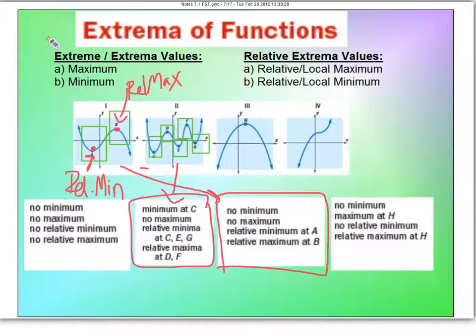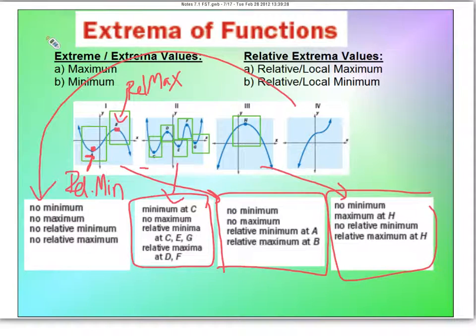Okay, continuing on, let's look at graph number 3. Now as a whole, this graph does have a maximum, it's at h. As a whole, it does not have a minimum because it goes to negative infinity. So there's no min, but there is a maximum. Now relative, if I just take a sector of this little section right here, it does have a maximum, it's at h, but there is no minimum. So this graph matches up with this vocab. And then by default, obviously graph number 4 is going to go here. There's no relative min, no relative max, and no min on any part of the graph whatsoever.